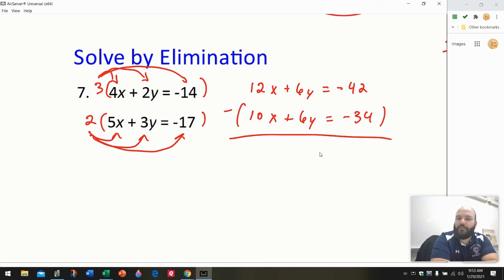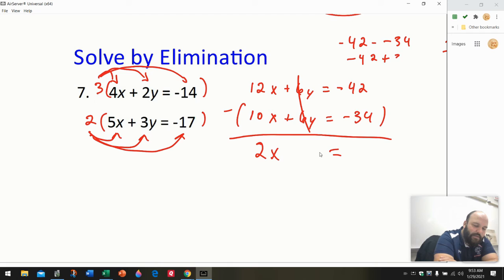So we're going to do 12x minus 10x. That gives me 2x. I'm going to do 6y minus 6y, and that's 0. Those go away. That's good. That's what we want to happen with elimination. The last step is going to be negative 42 minus negative 34. When we have minus negative, and I'll even write this down, negative 42 minus negative 34, that's actually going to turn into negative 42 plus 34. What we end up with there is negative 8.